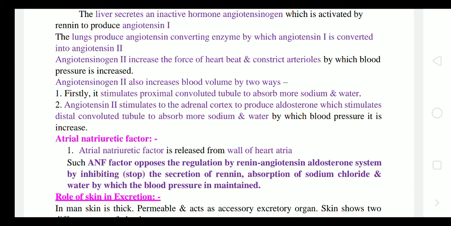So because of the increased blood pressure and also the angiotensin 2, which stimulates the adrenal cortex to produce aldosterone, that aldosterone stimulates the convoluted tubule to absorb more sodium and water.